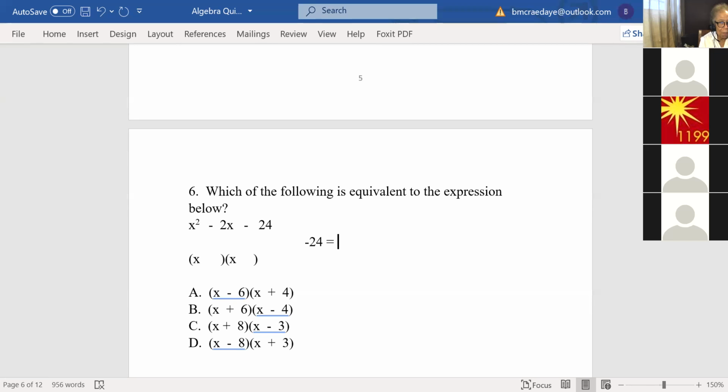Chastity, two numbers. 6 times 4. But for it to be a negative, one of them has to be negative, right? Which one do you want to be negative?